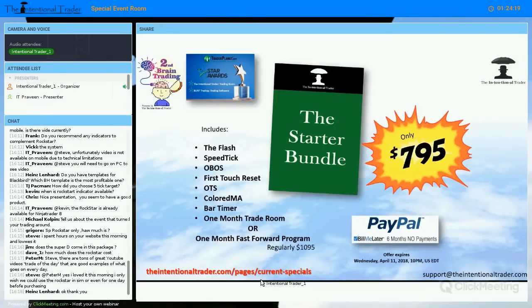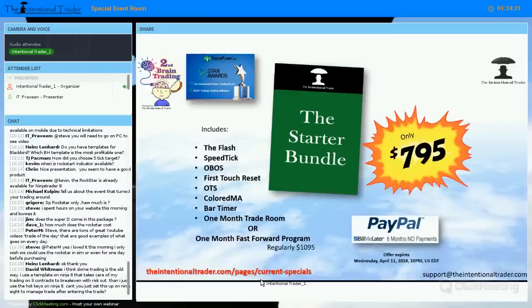Kevin, Rockstar is now available for NinjaTrader 8. Thanks, Chris. Yeah, we absolutely do have a good product, and if you need to verify that with other traders, feel free. We're an open book here. Happy to let you talk to other traders that use these indicators, that are successful with them. We're very happy to let you talk to them.